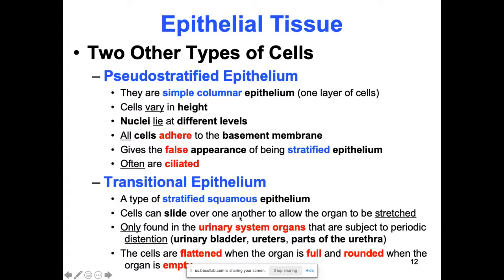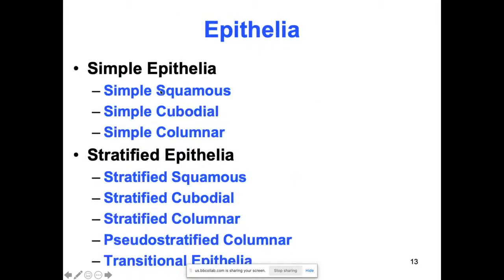With transitional, again, we're thinking of organs that can change in shape and size. So the urinary bladder, the ureters, and even parts of the urethra can alter in their shape. They can stretch, and then they can recoil back.